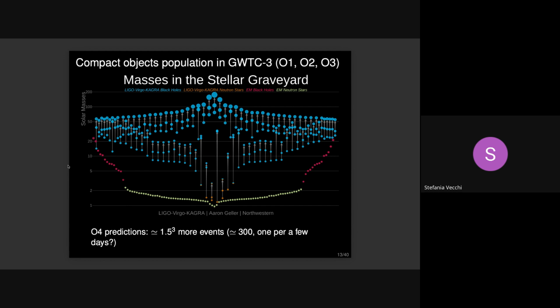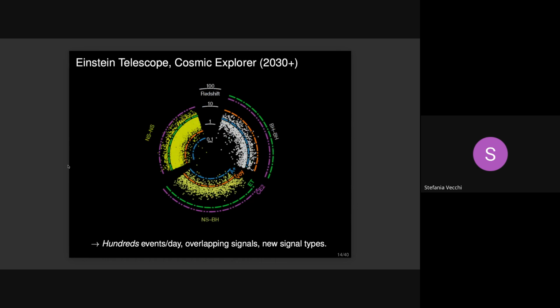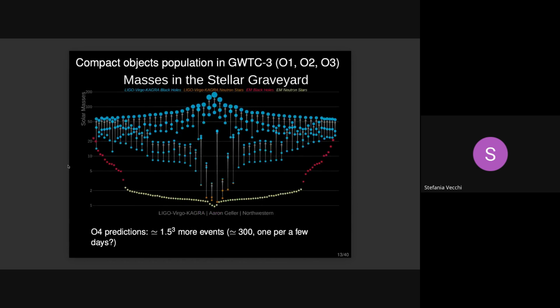And then, of course, what are the green points that I can see? So the green ones are electromagnetic neutron stars, so masses of neutron stars measured in the electromagnetic domain. Sorry, I didn't explain that well.